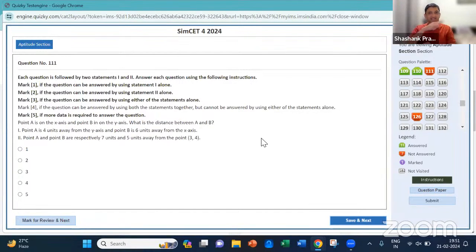A is on the x-axis, B is on the y-axis. What is the distance between A and B? Point A is 4 units away from the y-axis. So 4 units, ये 4 unit होगा. B is 6 units away. तो ये दोनों का तो distance आराम से मिल जाएगा.